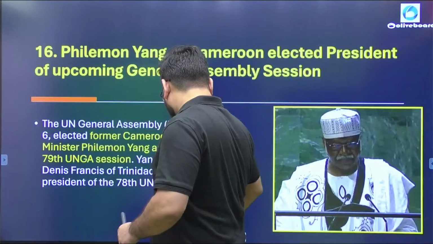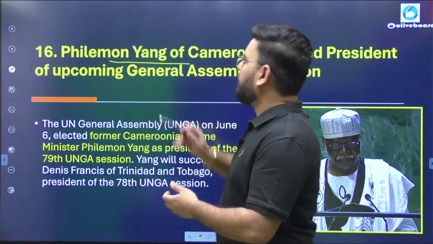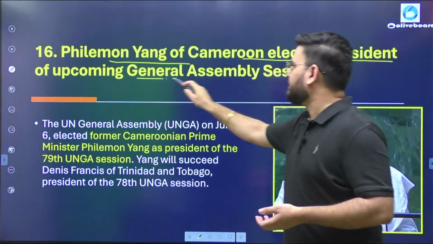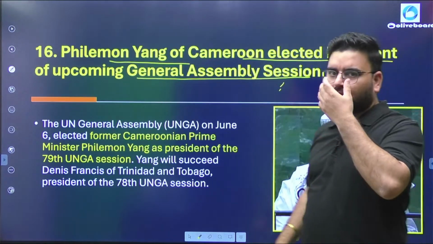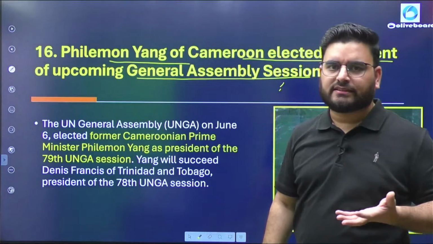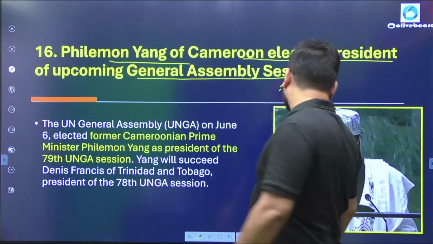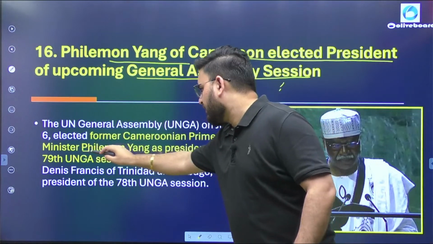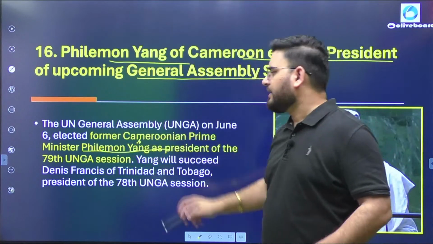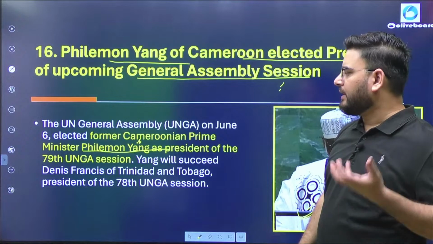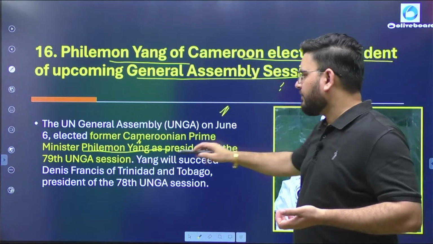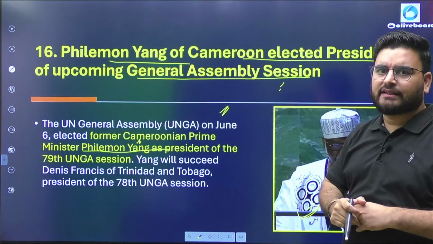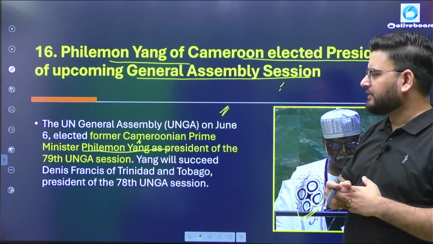Now moving on to the next one. Philemon Yang of Cameroon elected president of upcoming General Assembly. So you all know that the United Nations has this General Assembly, and this person, you can see here, is from Cameroon, and his name is Philemon Yang. He's going to become the head of the United Nations General Assembly. So he will be heading this UNGA 79 session.